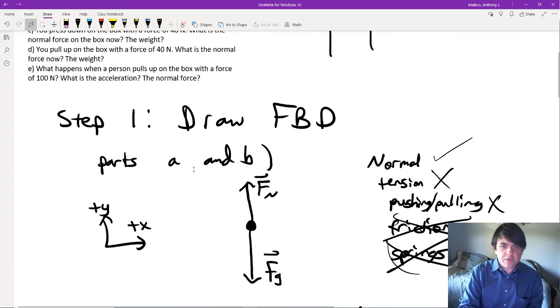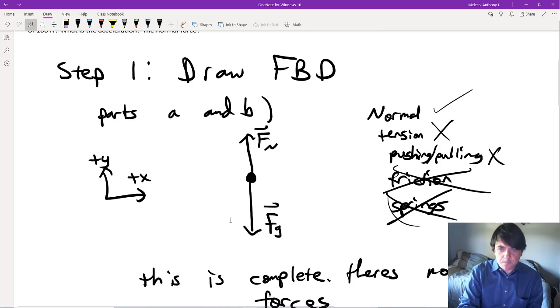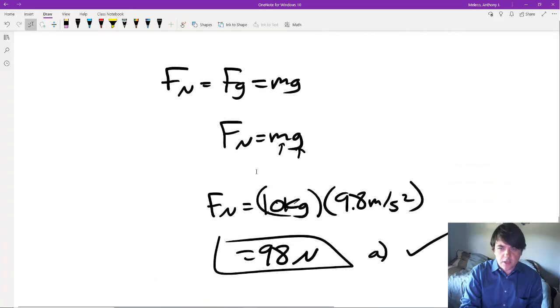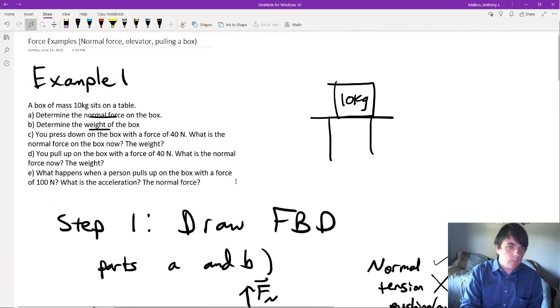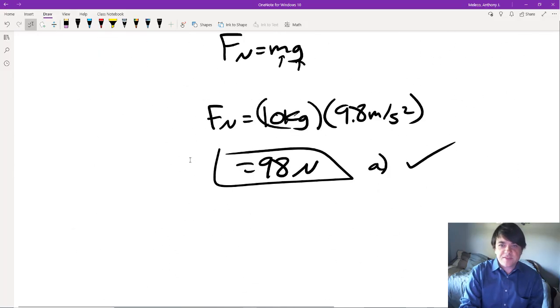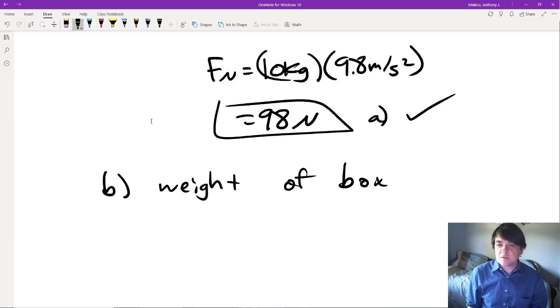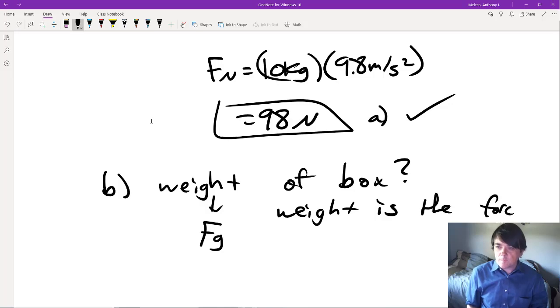Okay. So just to recap what we've done so far, we did step 1, we drew it. Step 2, we wrote equations. Step 3, we solved. Okay, and they're very, very consistent with that. Okay. Step 3, B is weight. Whoops. Weight of box. So what is the weight of the box? So the weight is the force of gravity.